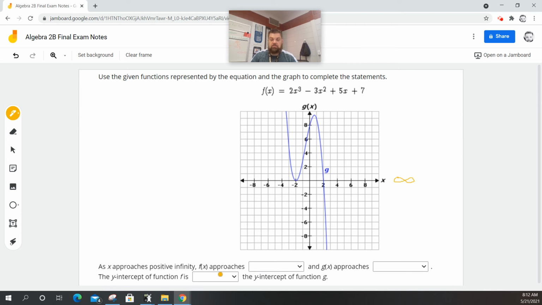f of x approaches what? Well, what they're saying is, what does this curve do as I follow the graph to the right? Well, if I stay on the graph and I keep going to the right, I'm approaching negative infinity in the y direction. That's the confusing part about this. They're really saying, if we go in this direction for x, what does the y do? What does the y value approach? So this one is positive infinity.